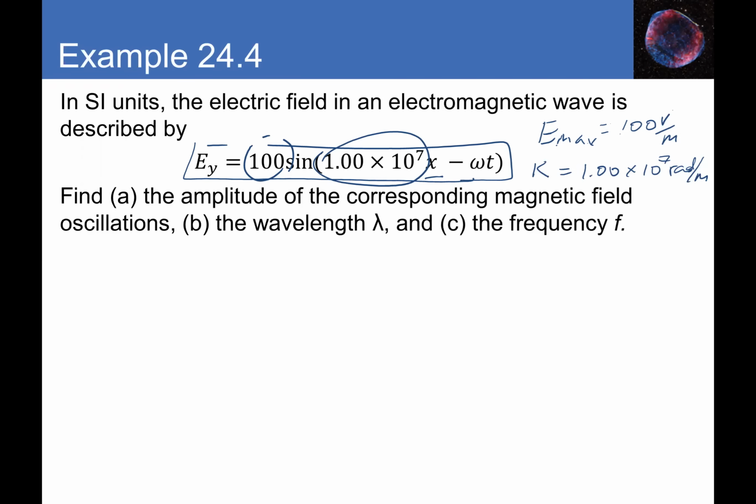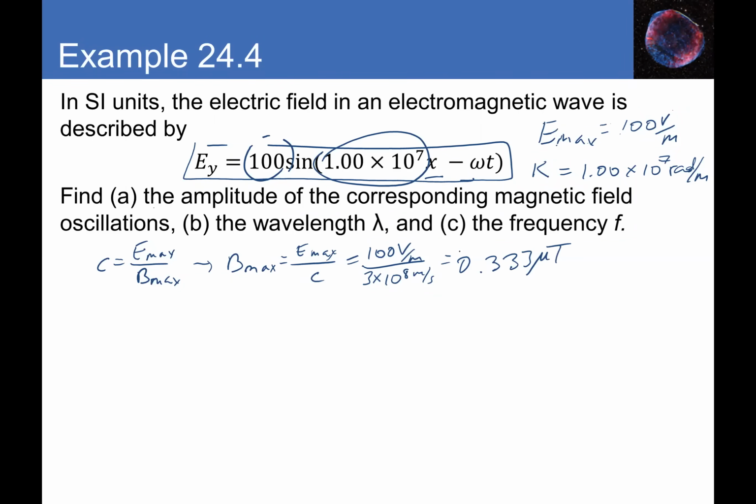Because, let's say when it says find the amplitude of the corresponding magnetic field oscillation, I can always find one of the amplitudes as long as I have the other one, because C is equal to E max over B max. And I do have an E max, so I can solve for B max, which will be E max over the speed of light. All right, so 100 volts per meter divided by 3 times 10 to the 8 meters per second. Calculate them together, 0.333 microtesla. That's part A.